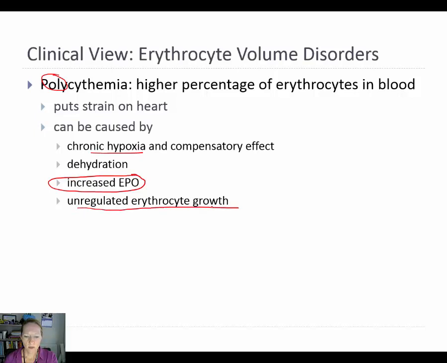In the next video, we're going to talk about the different blood types and different transfusions. So until next time.